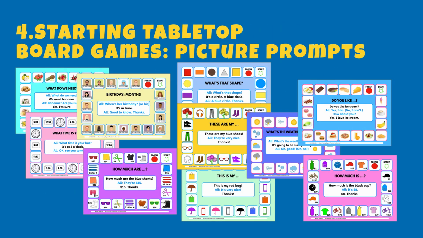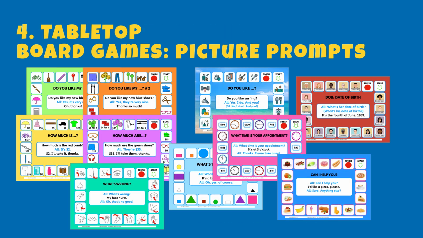So here are the starting tabletop board games with picture prompts and the usual topics at this level, I would say. Colours and simple objects. And then the tabletop board games are very similar, but they either will have a bit more complexity or a little more potential to extend the interaction, where you might say, what else would you like as well as a pizza? Anything else?